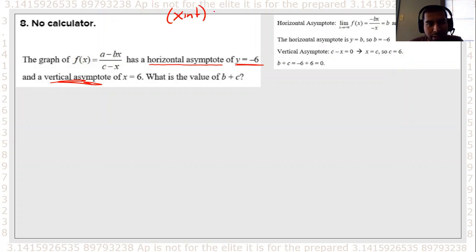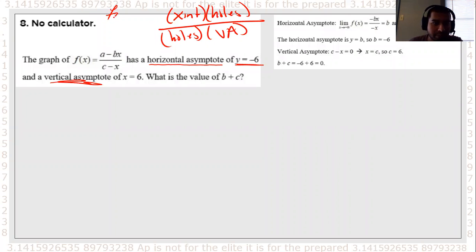x-intercepts come from the numerator, holes, and vertical asymptotes. I don't know if you guys remember this from last year. Whenever you factor a function, if you have the same factor in the numerator and denominator, they're holes. The remaining factor is the vertical asymptote. So this right here tells us there is a vertical asymptote at c minus x.